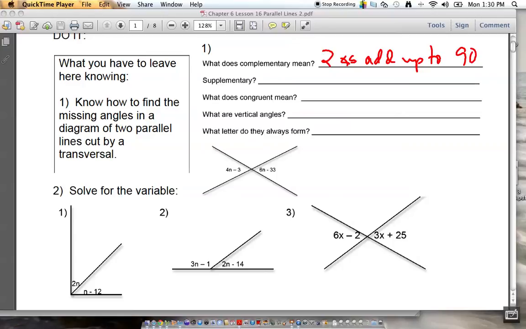Complementary means two angles that add up to 90. Supplementary means two angles that add up to 180. Now, what does congruent mean? What it really means is same size and shape. And in terms of shapes, it means equals for the shapes. It's the same concept as equals are for numbers, congruent is for shapes. What are vertical angles? What letter do we always look for vertical angles? X. And it's the ones that are across from each other.